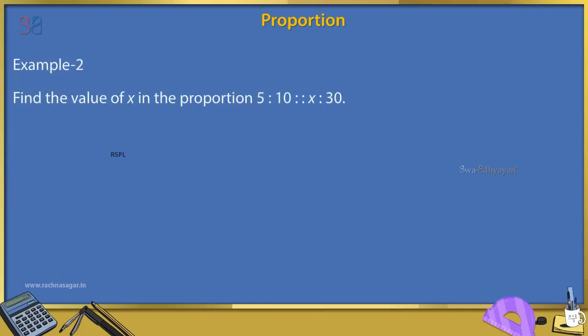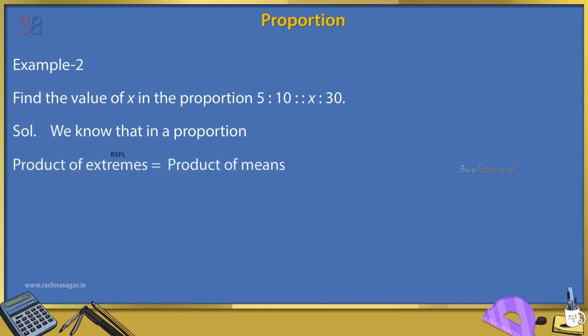Example 2. Find the value of x in the proportion 5:10 as x is to 30. Solution. We know that in a proportion, product of extremes is equal to product of means. 5 into 30 is equal to x into 10. 5 into 30 by 10 is equal to x. Thus, x is equal to 15.